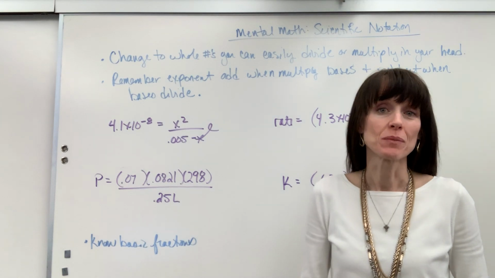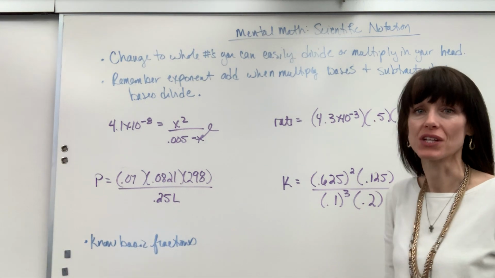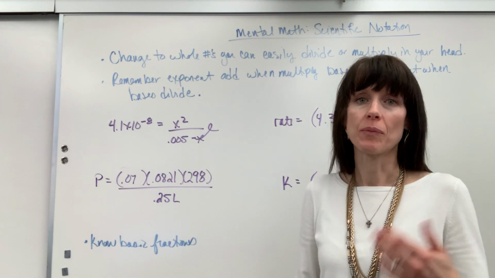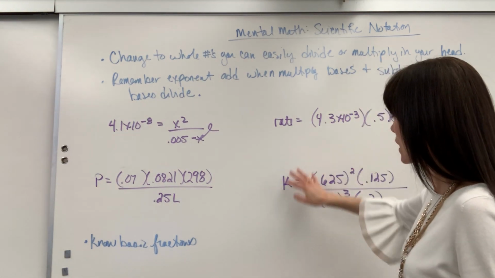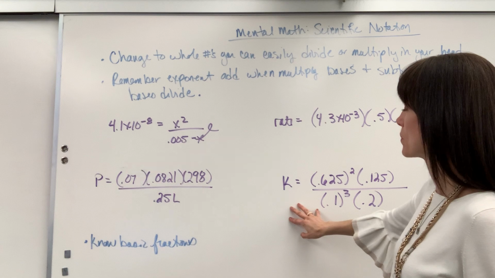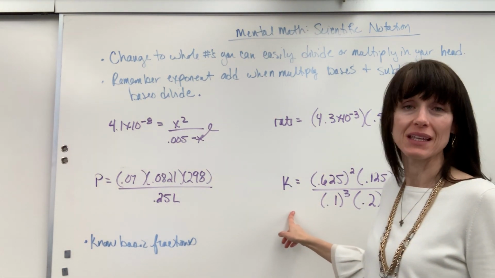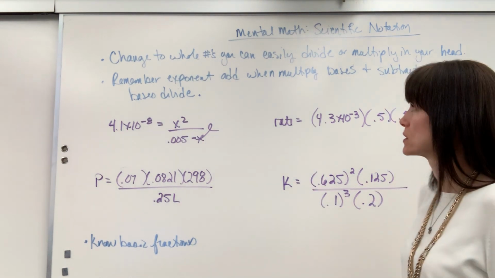Hi, let's do some more mental math together. This time I want to look at scientific notation, and I've done a couple of common things that you'll see in AP, possible multiple choice questions: a gas question, equilibrium, rate, and then another equilibrium right here. This is equilibrium for an ice table. This is equilibrium finding the equilibrium constant. So all of these, you could possibly see as multiple choice questions.